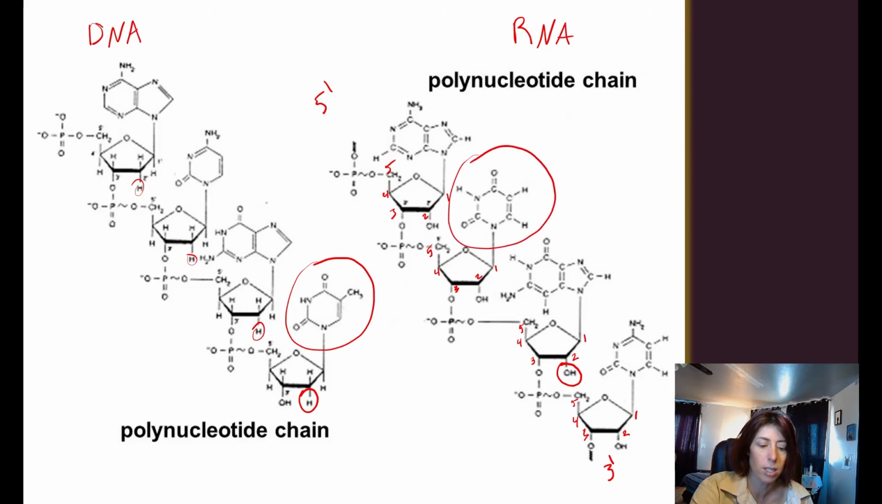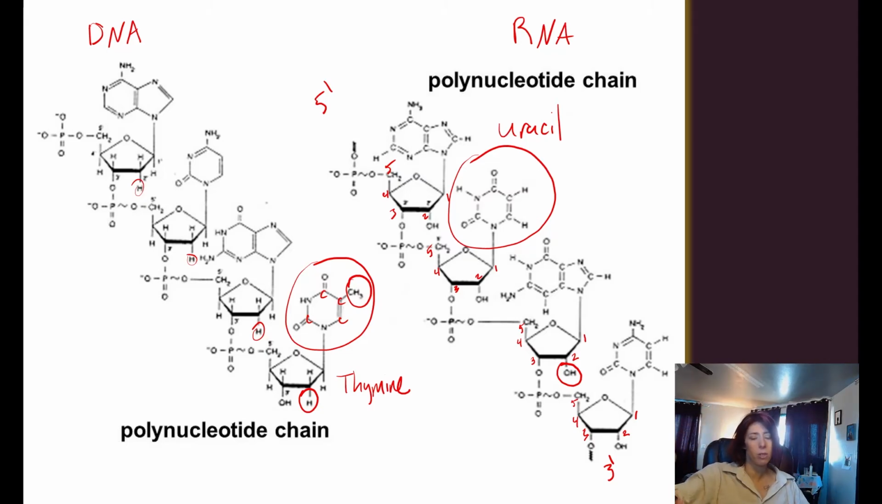So in DNA, we have thymine, and in RNA, we have uracil. The difference is this methyl group sticking off the side. So again, you don't have to memorize the chemistry of that. I'm just telling you that one of the letters, the chemical letters, is different between DNA and RNA.